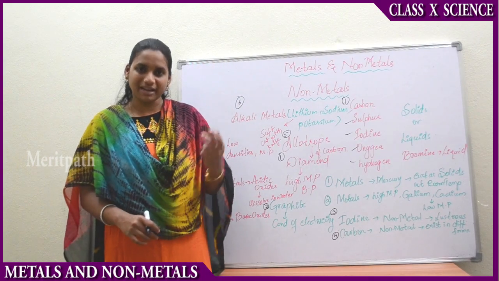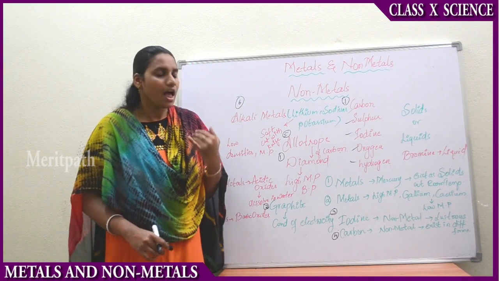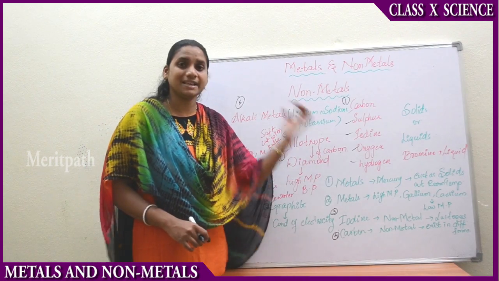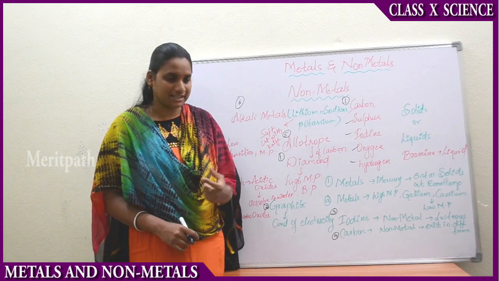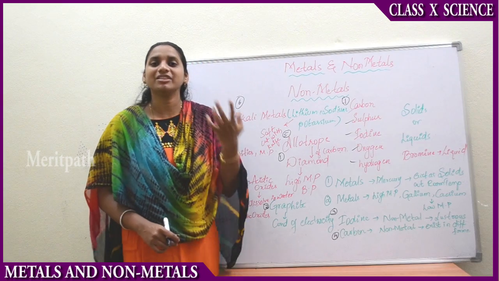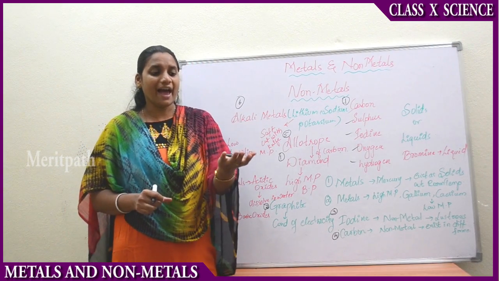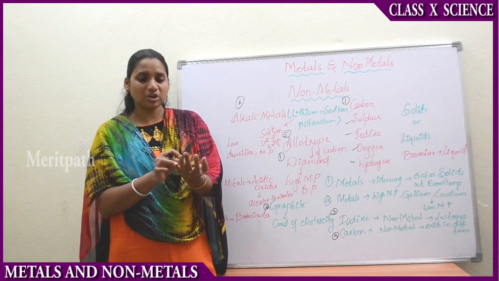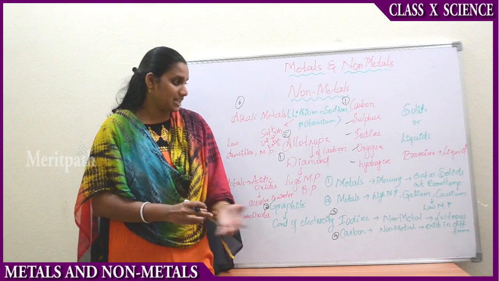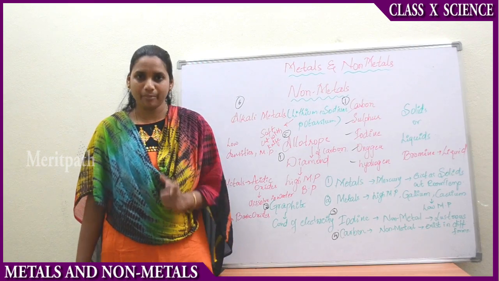We have studied that metals have high melting points, but gallium and cesium are also metals, and at the same time they have low melting points. If you take gallium and cesium in your hand, they will melt very fast, even in your hand. That is because of their low melting points.